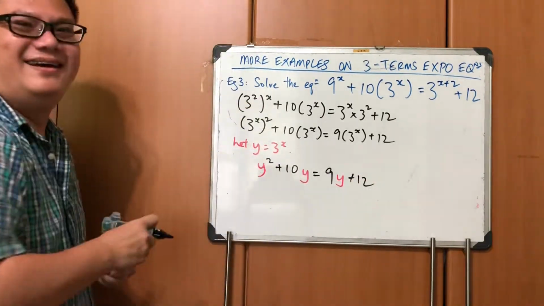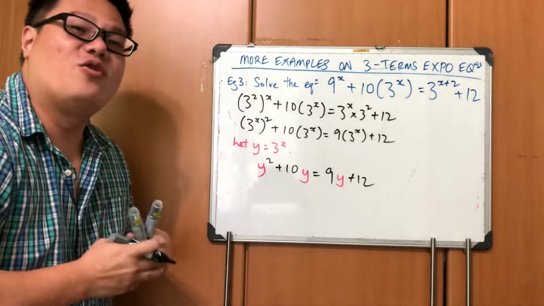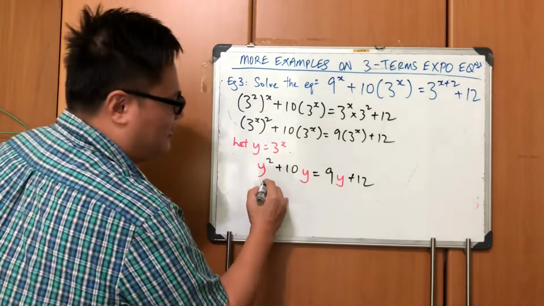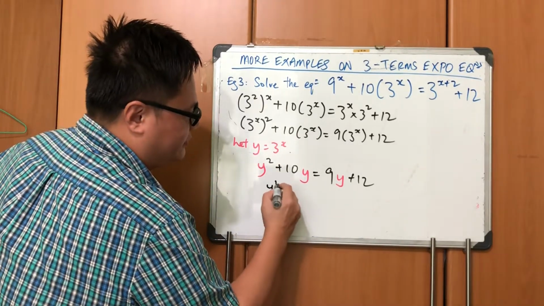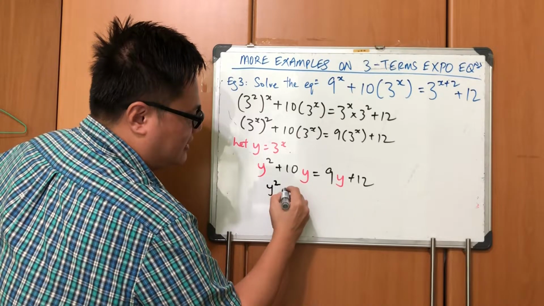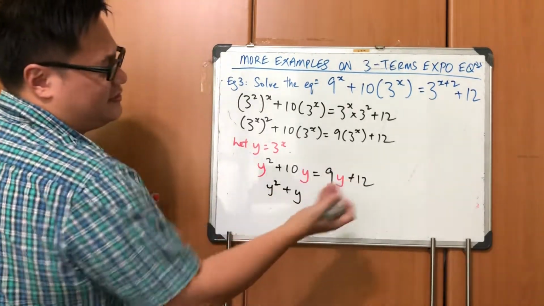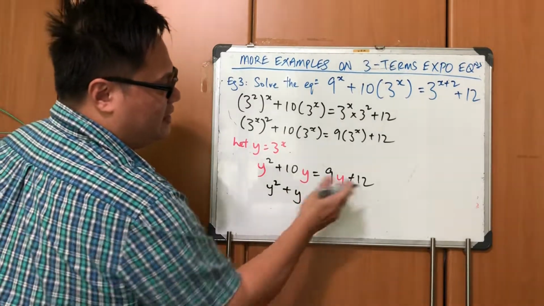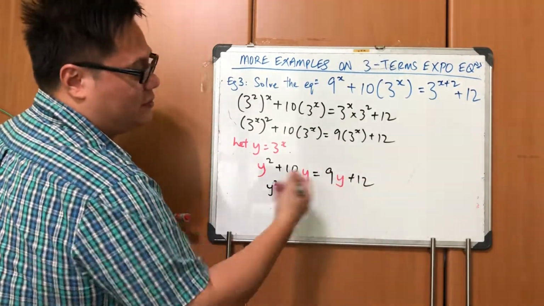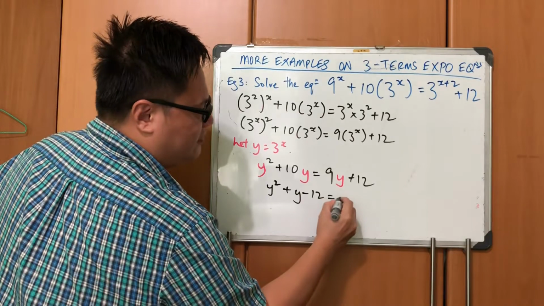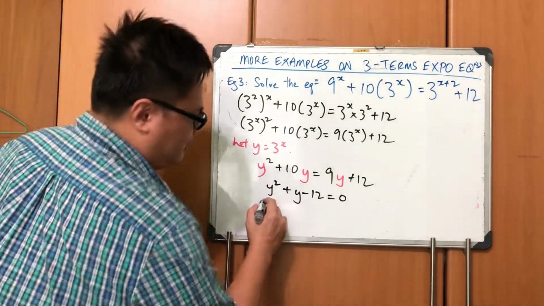See? Over here we have a very familiar quadratic case, right? Let's try to solve it. So y squared, bring the 9y over, so we have plus y. Subtract 9y on both sides of the equation, I have a plus y over here. Minus 12 on both sides of the equation, I have my negative 12 here. This is 0. I can proceed to factorize this.